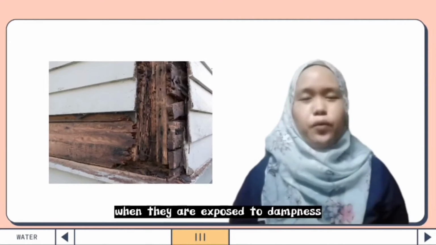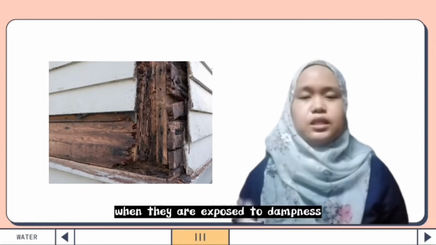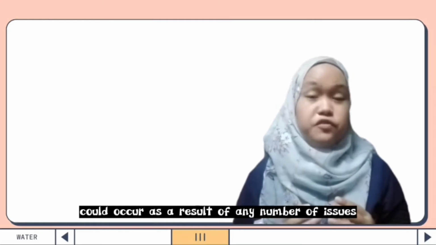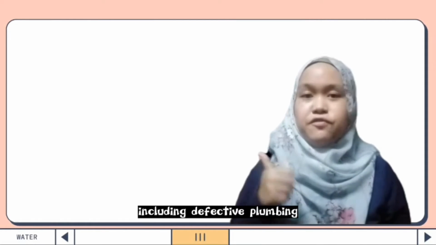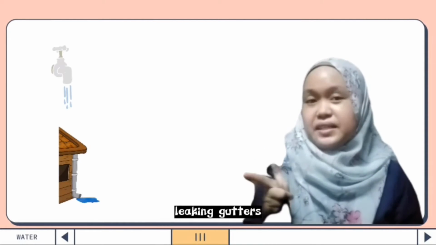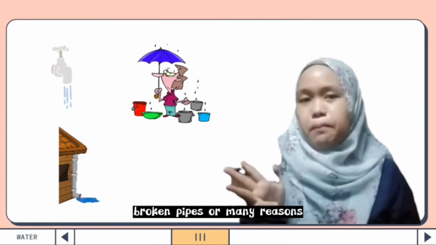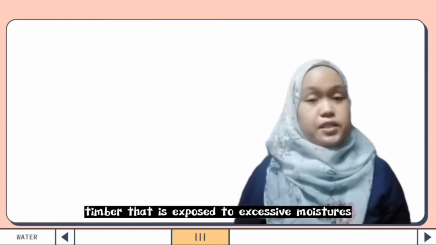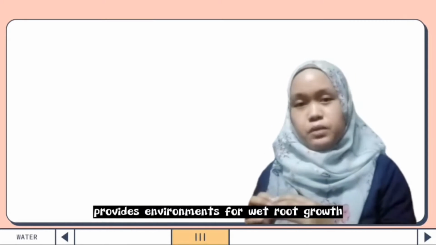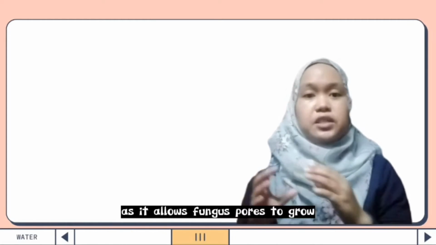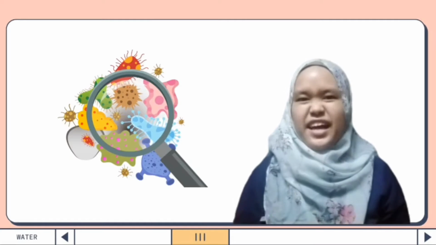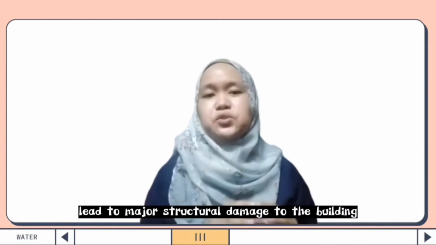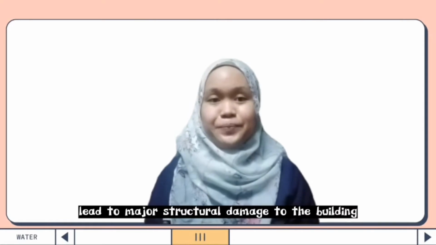Next, we have rotting timber, which requires a high moisture content level and attracts wet rot spores and fungus when exposed to dampness. This moisture source could occur as a result of any number of issues, including defective plumbing, leaking gutters, leaking roofs, broken pipes, or many other reasons. Timber that is exposed to excessive moisture provides the environment for wet rot growth, as it allows fungus spores to grow, using the timber as a food source, and eventually leads to major structural damage to the building.